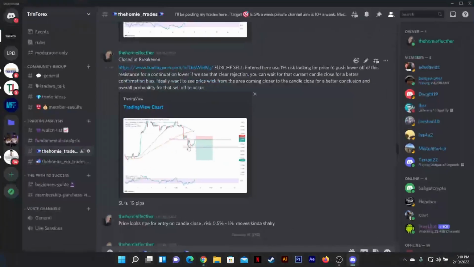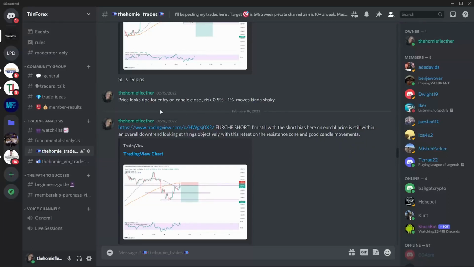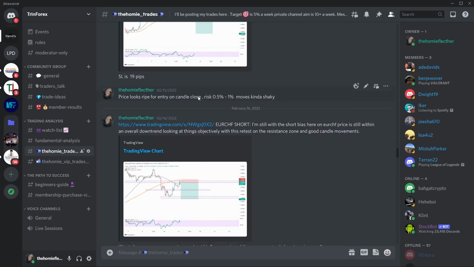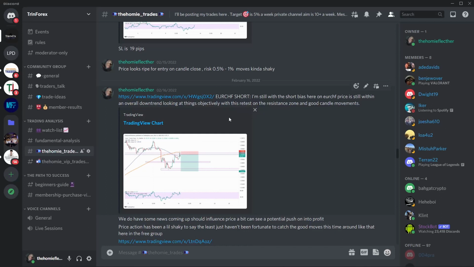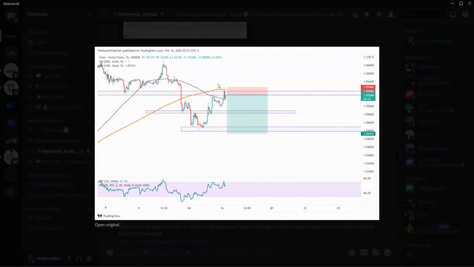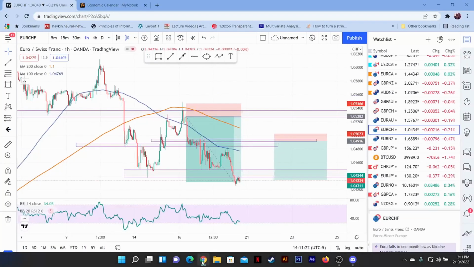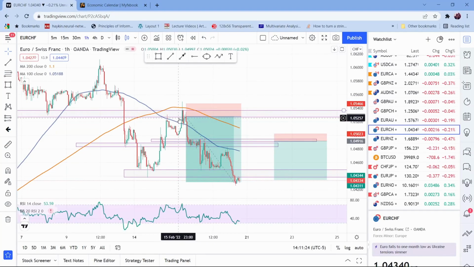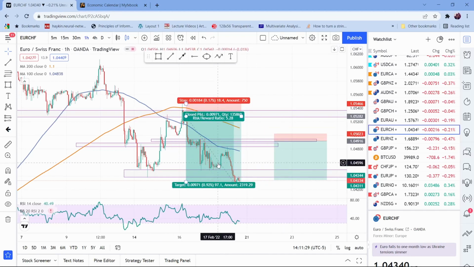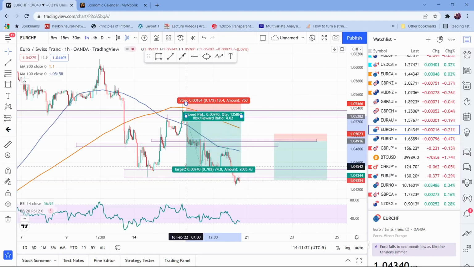And such was the case for this. So we did get here, price looks right for the entry, risk 0.5% to 1%, moves kind of shaky. So that was something we also noticed. Euro CHF short, I'm still with the short bias here on Euro CHF, so I was willing to enter here at the resistance zone. As you can see, this was at a higher point right here, right around this area, and price started to go all the way down, played out into profit. We came out somewhere right around here, I believe, which would have been around 4%.